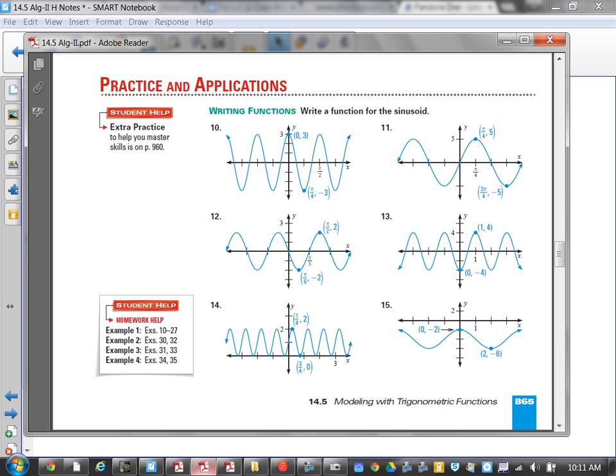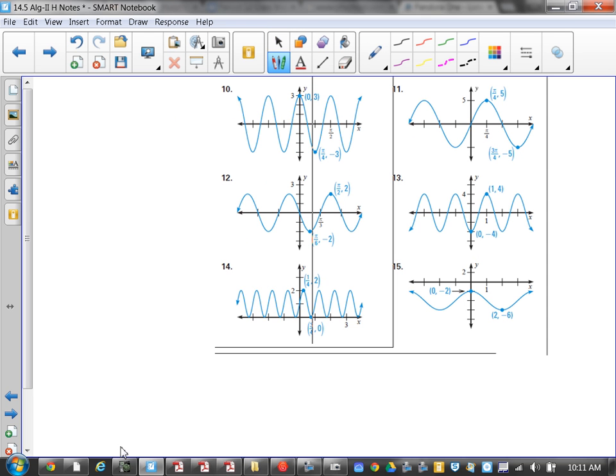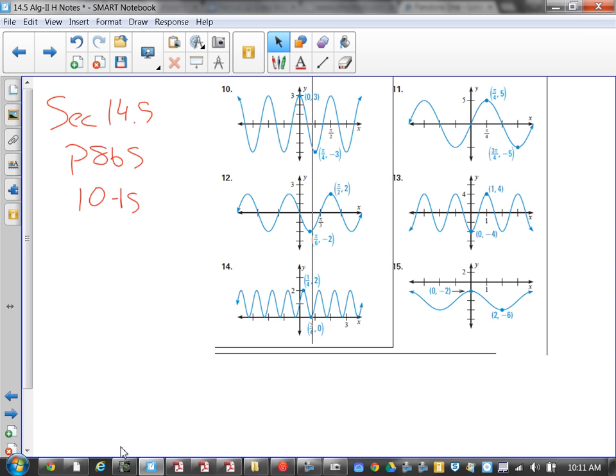So this is page 865, section 14.5, 10 through 15. Please do those. You'll notice, I think 14 and 15, those definitely have vertical shifts to them. And 15 has a black and red. So what number is the homework? 10 through 15. We're going to do a little bit more of this tomorrow, and just a little bit more review.